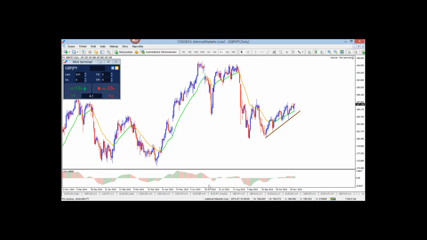So we're going to take a look at a lot of interesting pairs. I think there's a lot of material to discuss. I'm not even sure where to start. Maybe with the dollar yen.